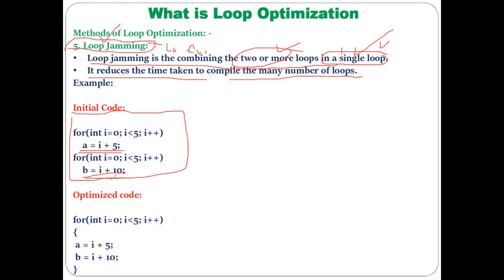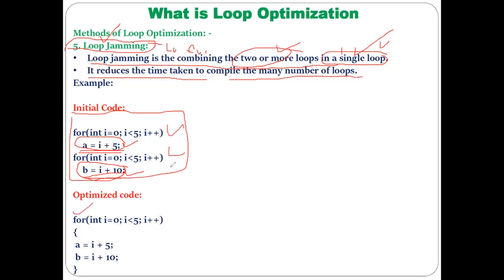Now, is it possible to combine these two loops into a single one? Yes. You need to evaluate this expression 5 times. Also, you need to evaluate this expression 5 times. Here also you need the 5 time computation. Here also you need the 5 times. So instead of using these two loops, why should you not utilize only one loop?